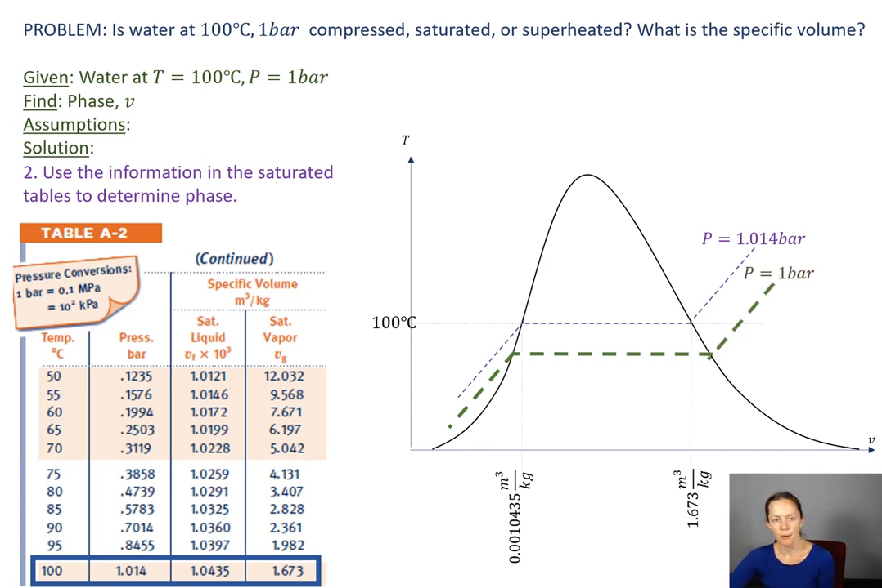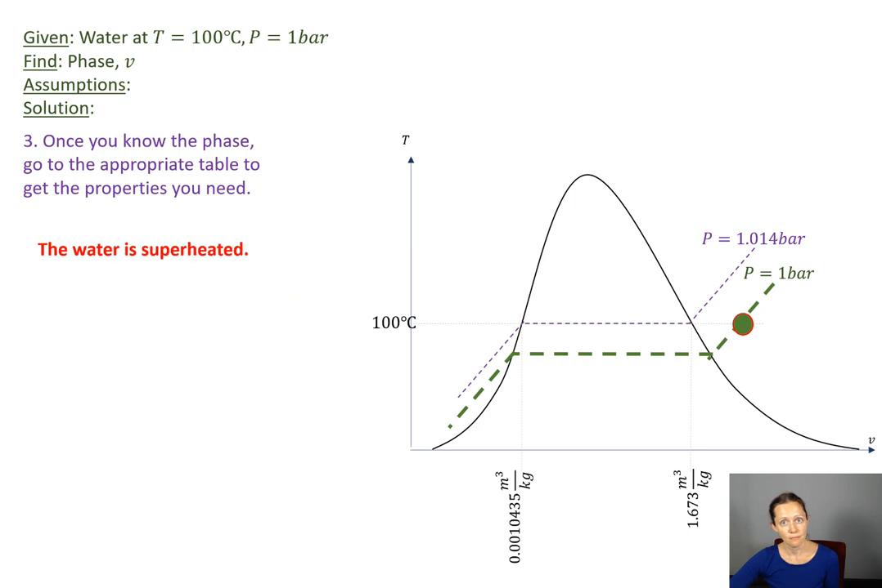And then because my pressure is not at 1.014 bar, it's at 1 bar, I know I'm not two-phase. So which am I? Am I compressed? Am I superheated? Let's see. So what I'm going to do is put another line of constant pressure here corresponding to 1 bar. So it would be right below that line for 1.014 bar. Obviously, this is not drawn to scale, but I just want to show that it is below that 1.014 bar. And then I just need to see where that green line, the line for 1 bar, crosses over the little dotted line for 100 degrees Celsius, and it looks like it's right out there in that superheated region. So that tells me I'm superheated.